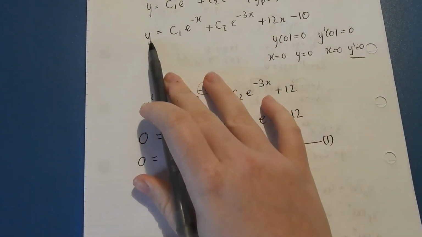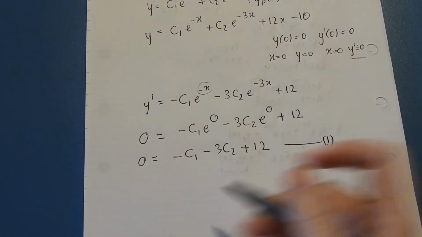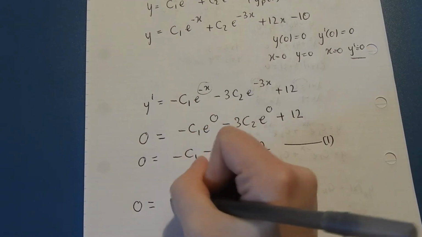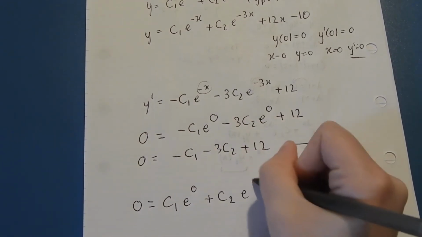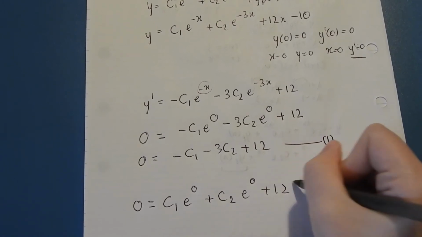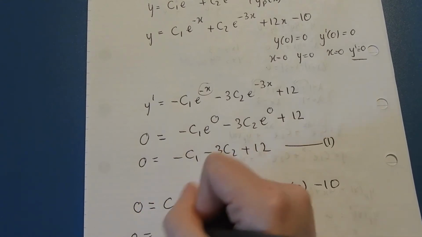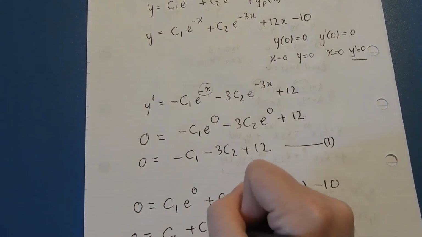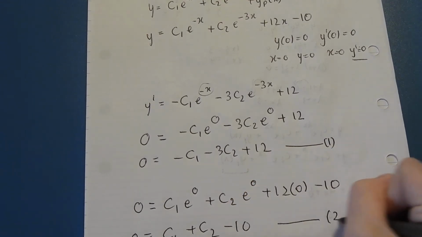We can now apply the initial conditions to this one. So we know y is 0 when x is 0. So 0 equals c1 e to the 0 plus c2 e to the 0 plus 12 times 0 minus 10. So 0 equals c1 plus c2 minus 10. And that's our second equation.